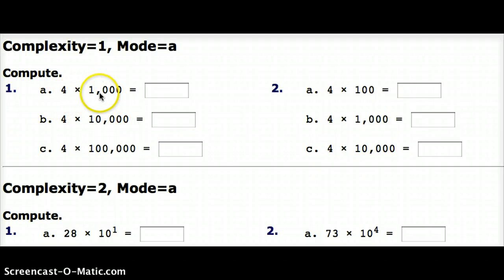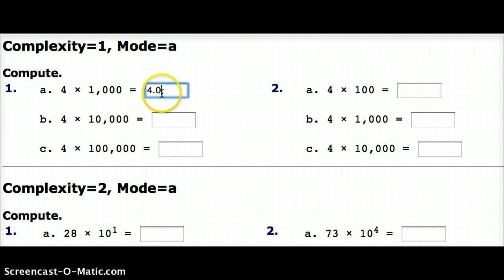So starting with 1a over here, we see that it's 4 times 1,000. Right now, there's a hidden decimal point after the 4. 4 is really the same as 4.0, so you can pretend that the decimal is right there, right after the 4. Since there's 3 zeros in the 1,000, I need to move this decimal point 3 spaces to the right.